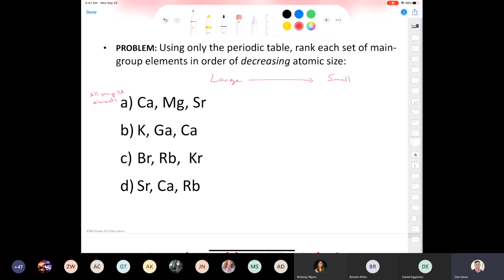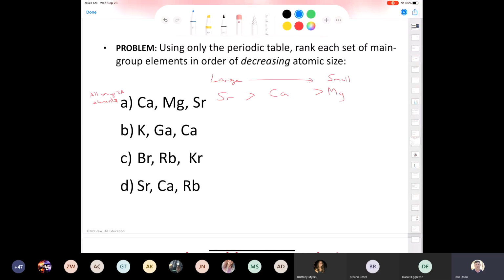And what's the trend here? As the principal quantum number increases, the elements are going to get bigger and bigger. And so strontium is found in period 5, so it's going to be the largest one. So we have strontium. The smallest one is going to be magnesium because it's found in period 3. So we'll put magnesium down here, and calcium is in between. Calcium is in period 4.